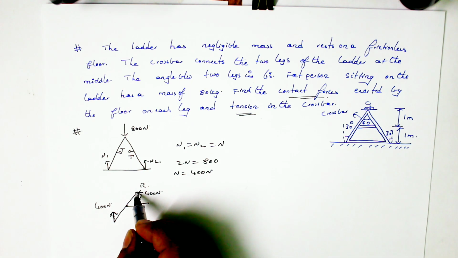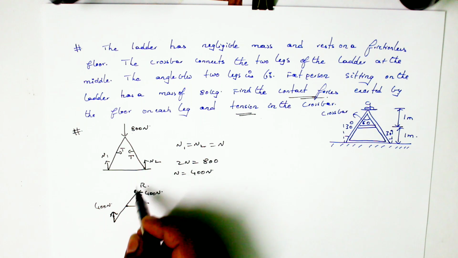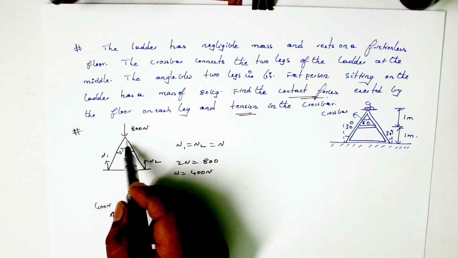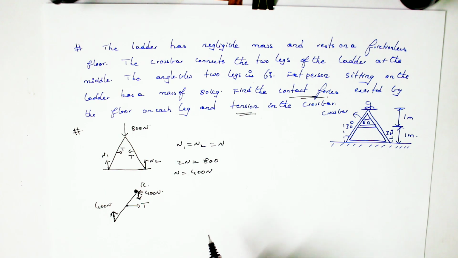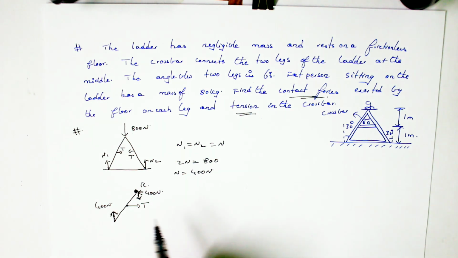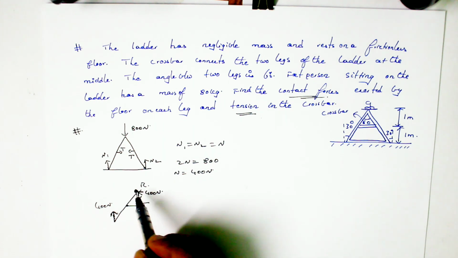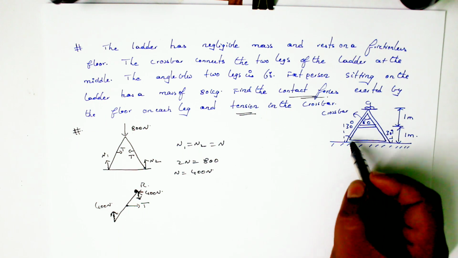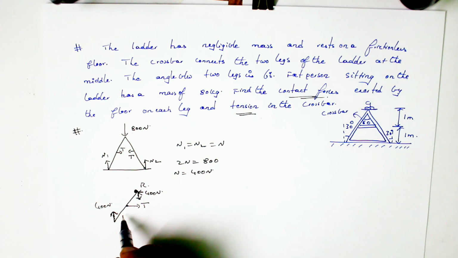Now which point should I select so that I can very easily do this problem? I will select this point, the top end of this ladder, because if I take the point here, then the torque due to this 400 and the torque due to the reaction between these two sides will become 0, since they act at a distance of 0 from this axis which we have chosen. So now at this point only two forces show their torque. One is 400 Newton and the other is the tension. Now this angle is already given as 30 degrees.